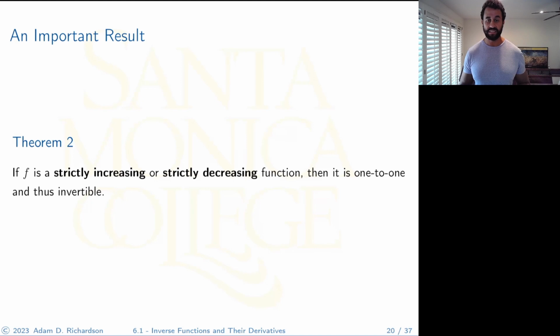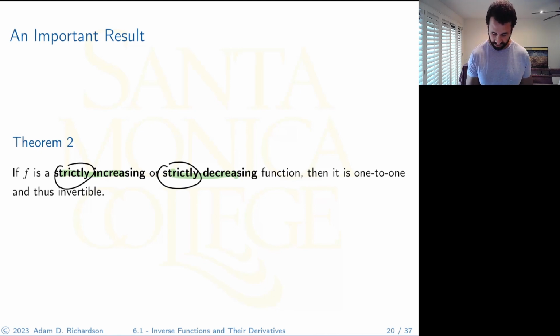If your function is strictly increasing or strictly decreasing, then it is invertible. It's a one-to-one function and therefore it's invertible. The important part here is that it has to be strictly increasing or strictly decreasing. What that means is it can never level out on an interval. There's a tongue twister for you.